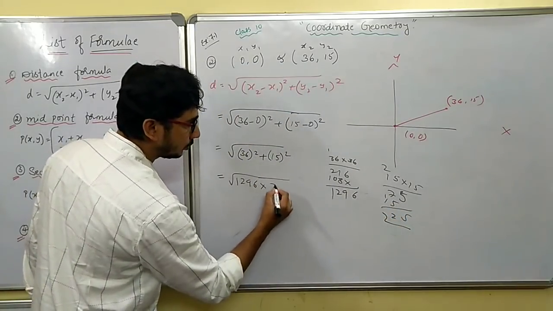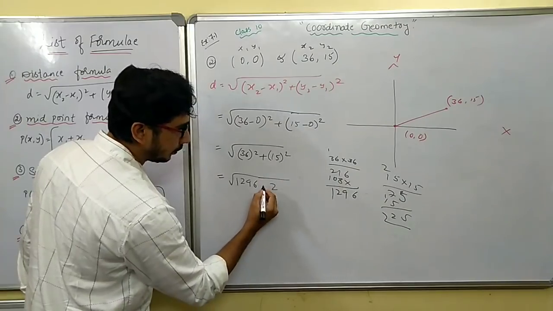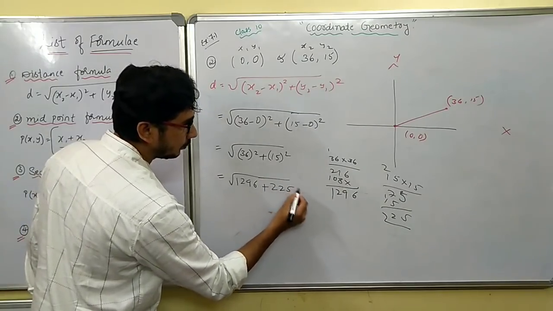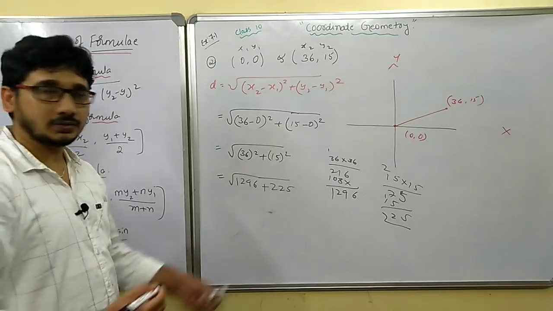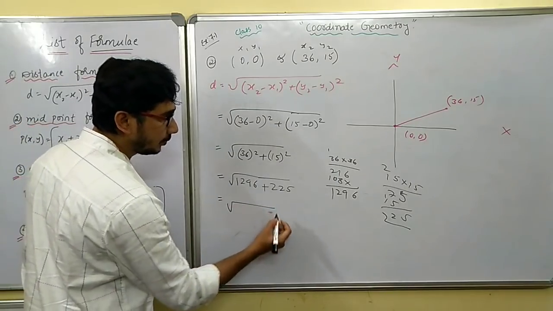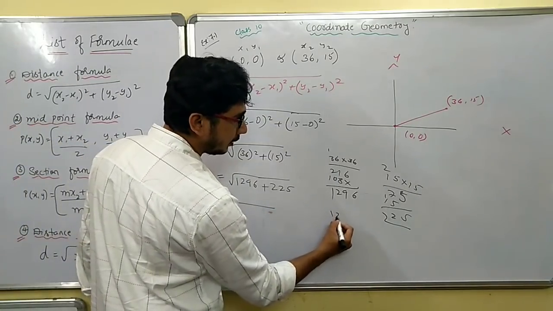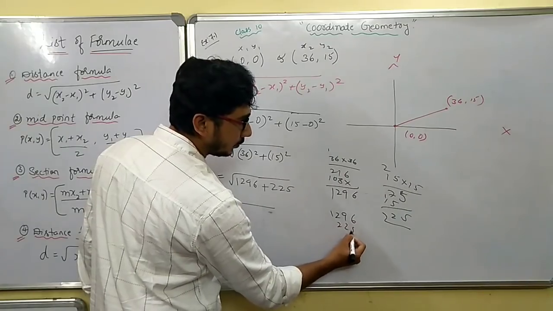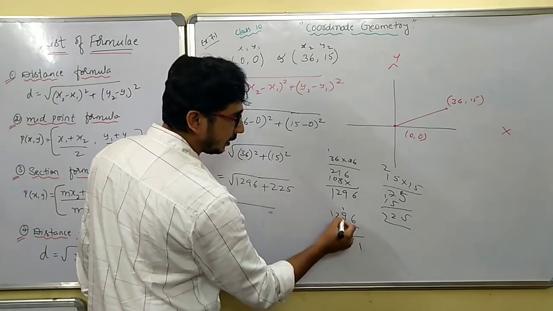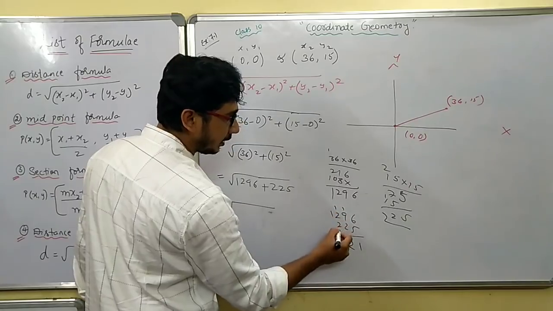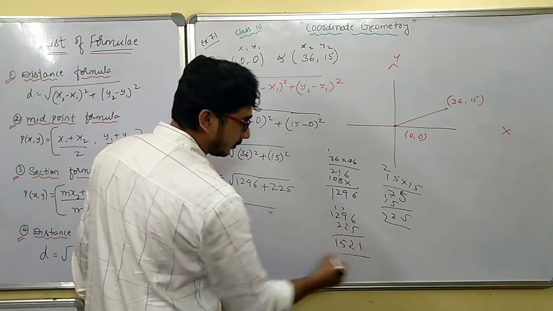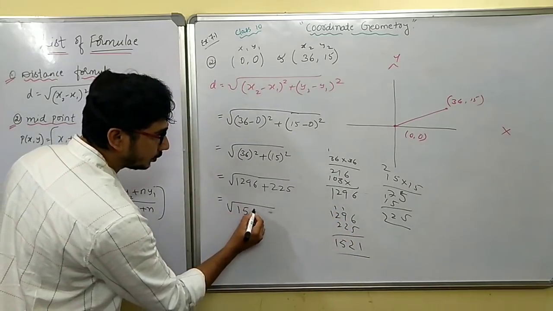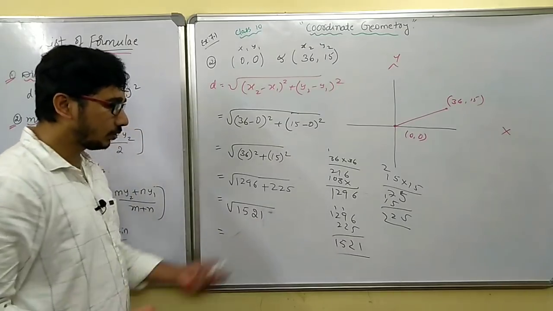Okay, 15 15s are how much? So 225. Now we have to add this, and then find the root. Let me add, how much will we get? 1296 plus 225. So 5 and 6 is 11, 1 carry, 9 and 2 is 11, 1 carry, 2 and 2 is 4 and 1 is 5, 1. Okay, 1521. Okay, we have to find out the root.